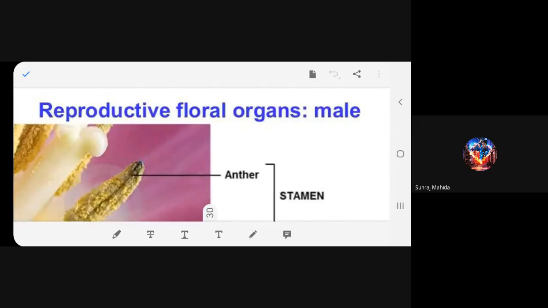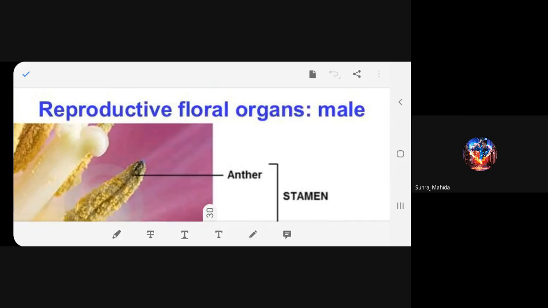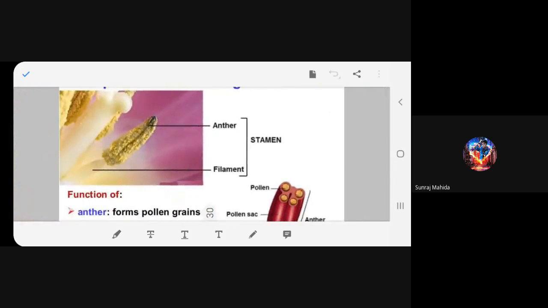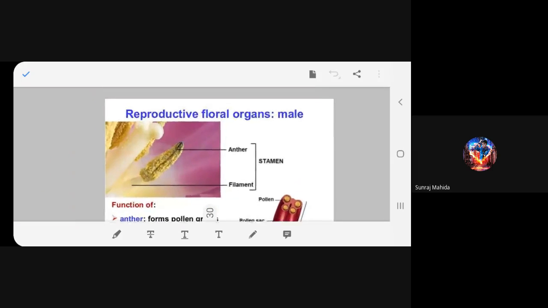Now we will work on male reproductive organs. Please start. I think I have to explain. There's nothing to read. Better, ma'am, let me explain.